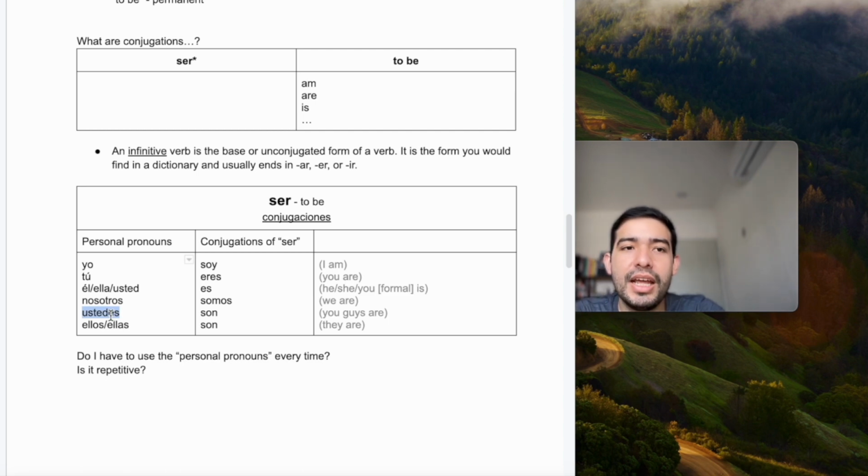So I want to talk about ustedes. In Spain, they don't always use ustedes. Ustedes is kind of formal, but I will be teaching you Mexican Spanish. I will try to make it as international as I can, but I am Mexican, so I will teach you the Mexican varieties first.